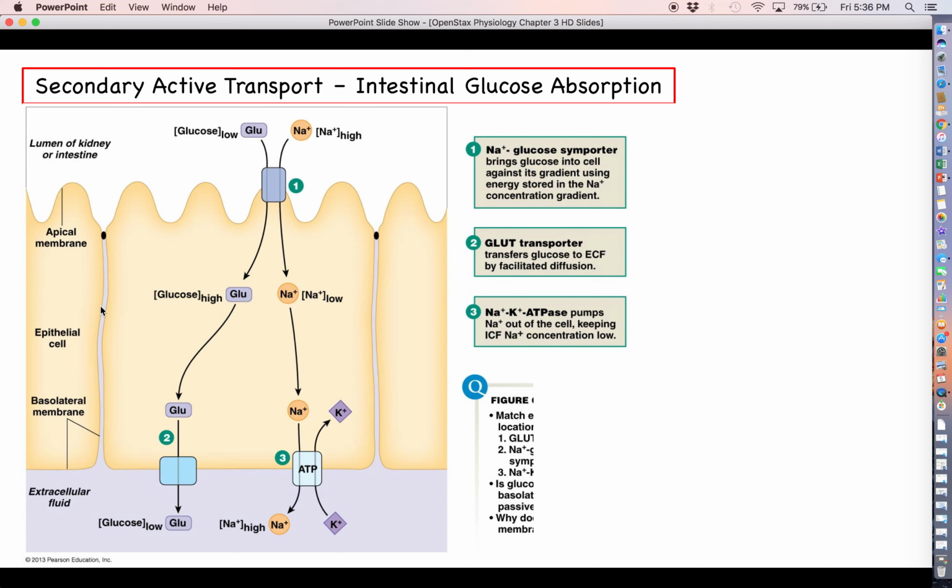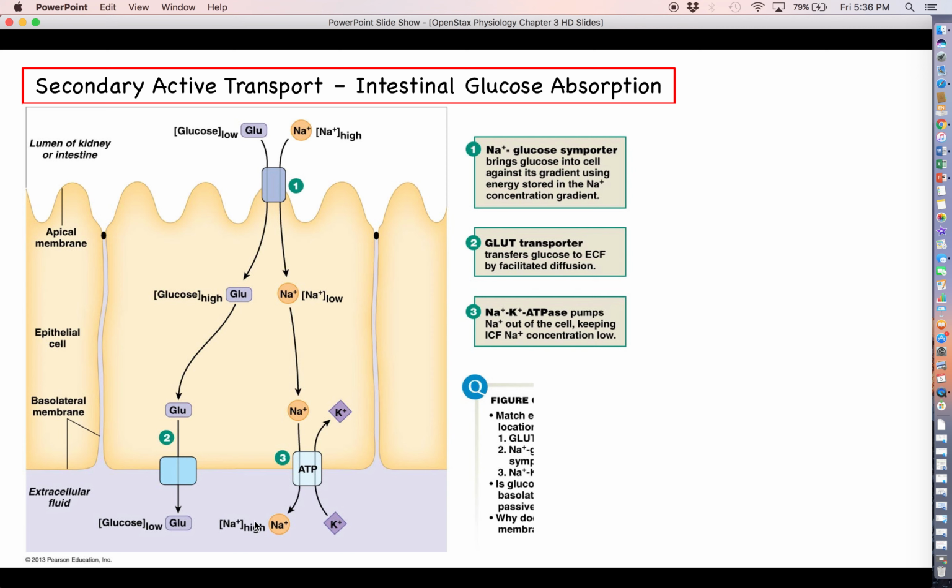In yellow here are the cells of the intestine. So up here at the top where it says lumen of the intestine, that is where all the food and all the stomach and all the kind of acidy stuff is. Down here at the bottom where it says extracellular fluid, this is the interstitial fluid that is right on top of the blood plasma. So this is where we want to get those nutrients. The nutrients start up here. We want to get them down here.